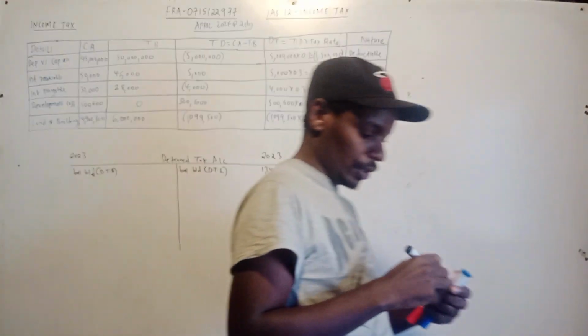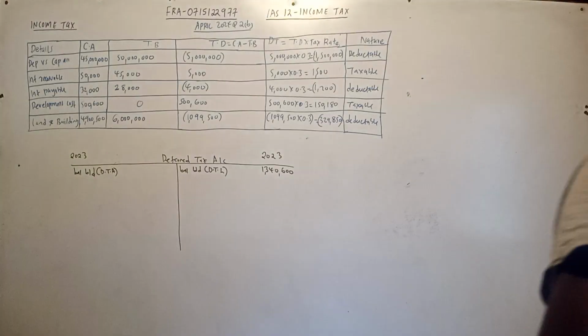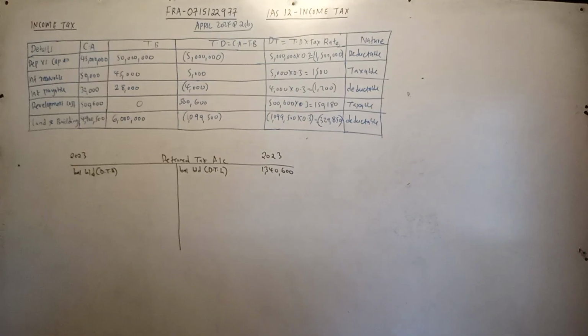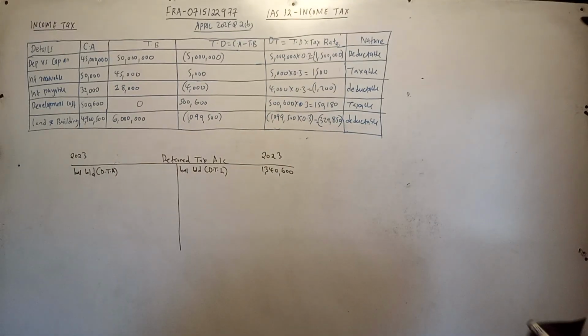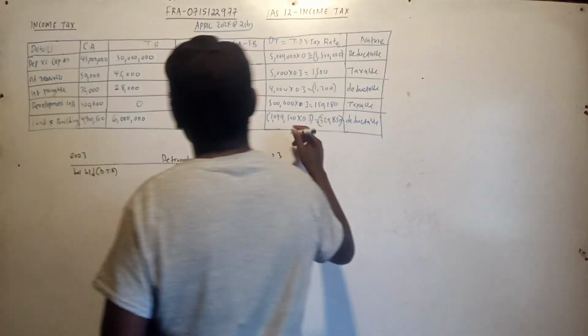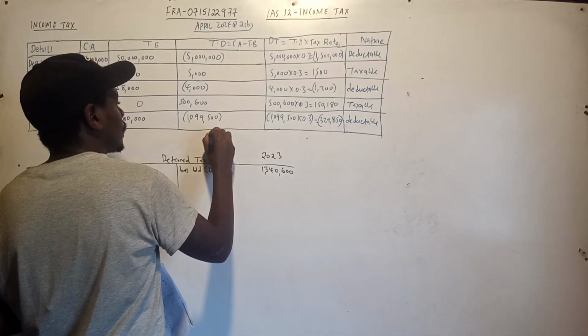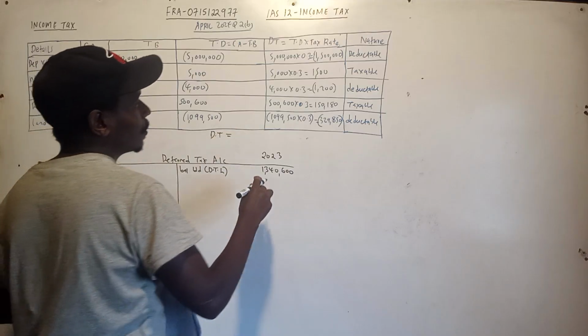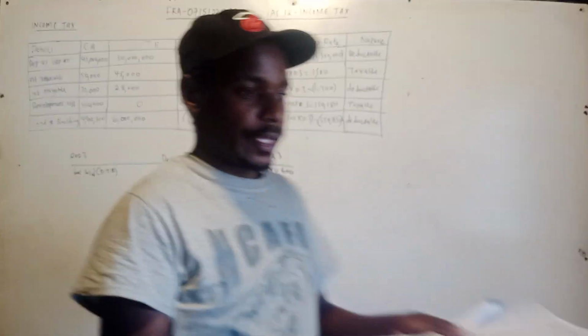1340 600. Then we need to balance the account now. Before we balance the account, let's compute the figure. So the deferred tax total. So we add the deferred tax total.